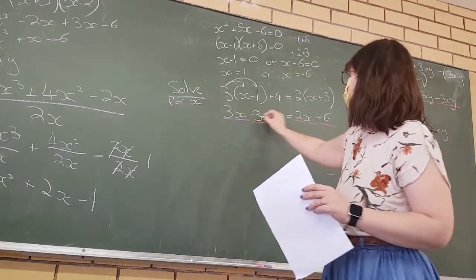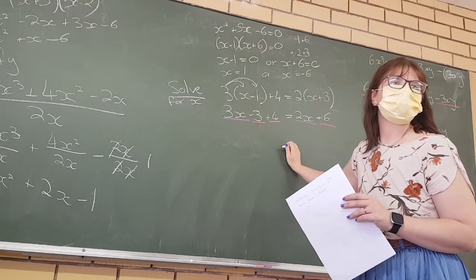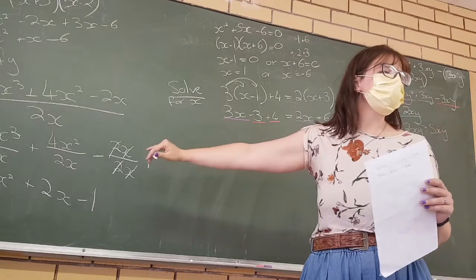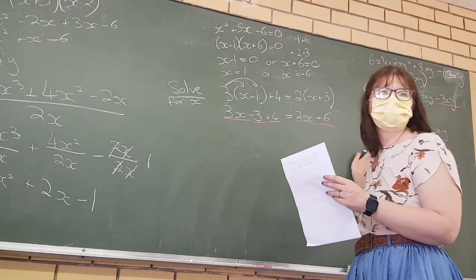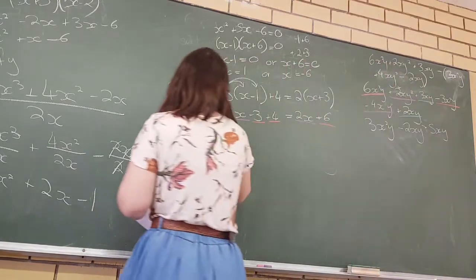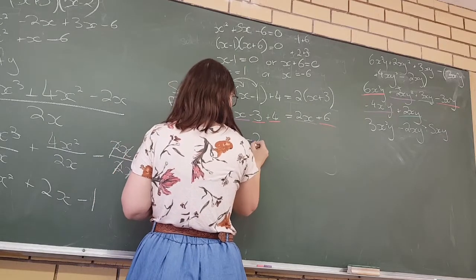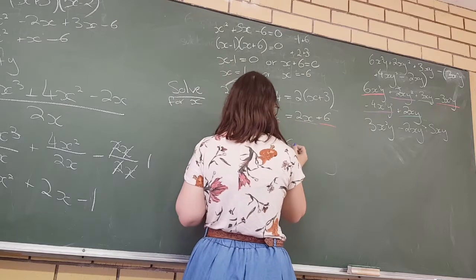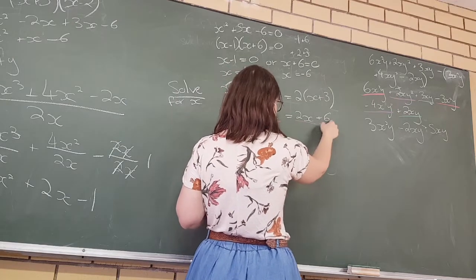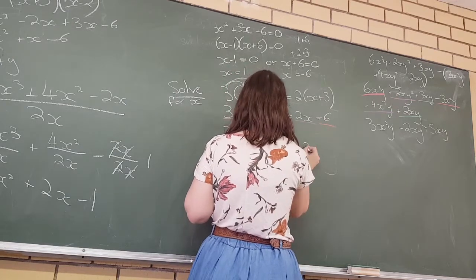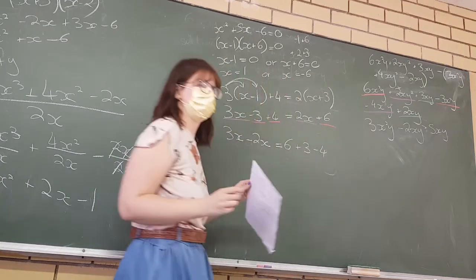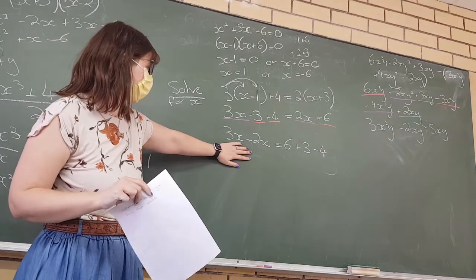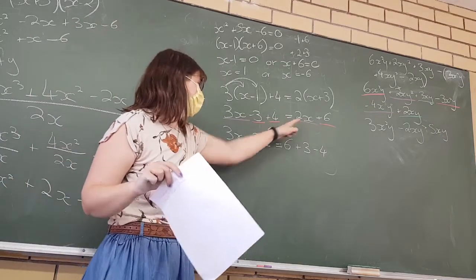Can I just add these two together? No, I want to take all my purples to one side and all my reds to the other side. So I say 3x minus 2x is equal to 6, because my 6 is there, plus 3 minus 4. Must I do it again? Alright. So I took my letters over to one side, so my 2 became a minus 2.